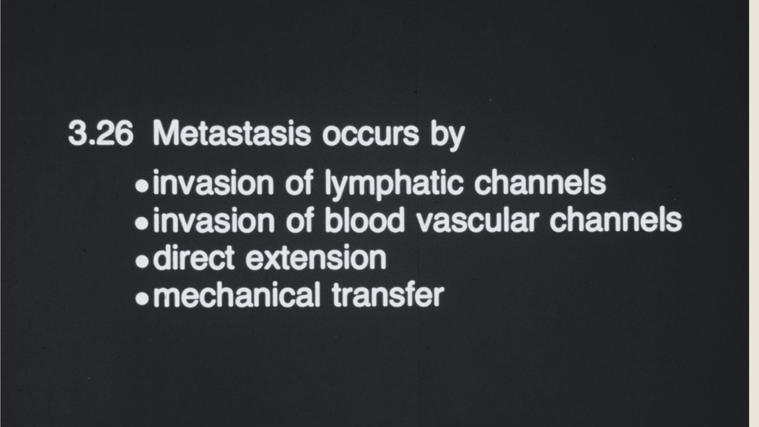A second way in which metastasis occurs is when malignant neoplastic cells invade blood vascular channels, with the result that some cells break off and are carried by the blood system to new locations. A third way in which metastasis occurs is by direct extension. Crab-like extensions of the tumor will invade surrounding or underlying tissues.